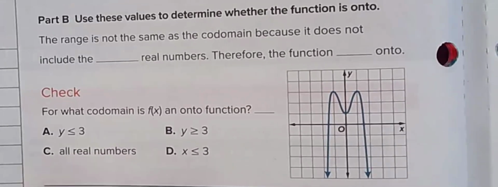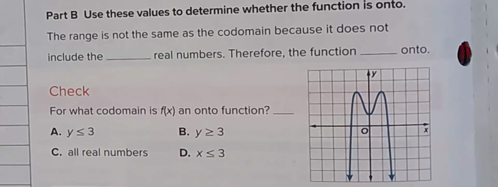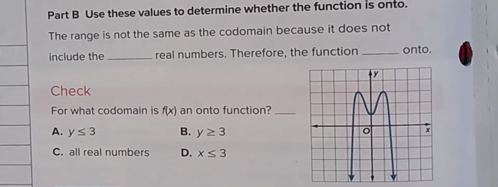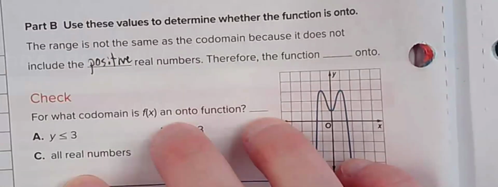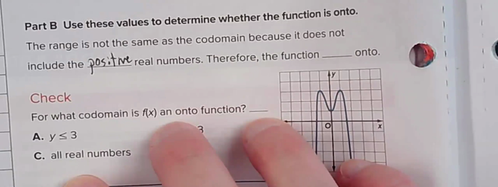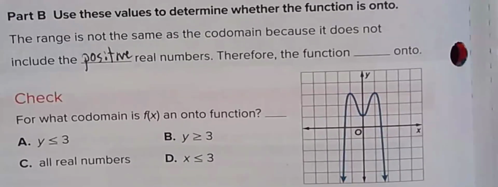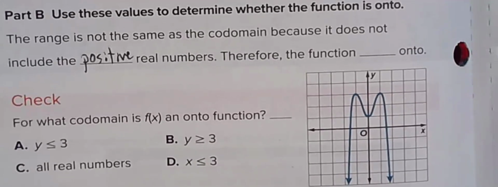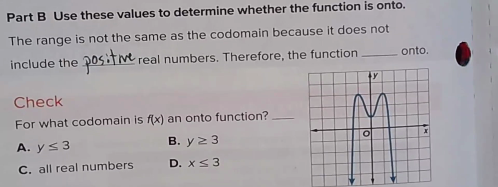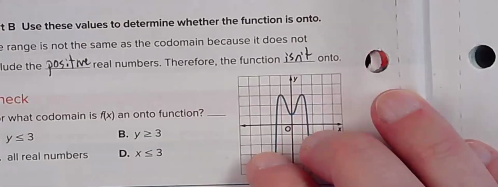The actual domain included all real numbers. The codomain included all real numbers, but the actual range is not the same as the codomain because the range does not include the positive real numbers. Therefore, the function is or is not onto. If a function is onto, that means the codomain and the range are the same. If the codomain and the range are not the same, then what are we saying? Is or is not? Is not, yeah. Is not onto or isn't onto. There you go.